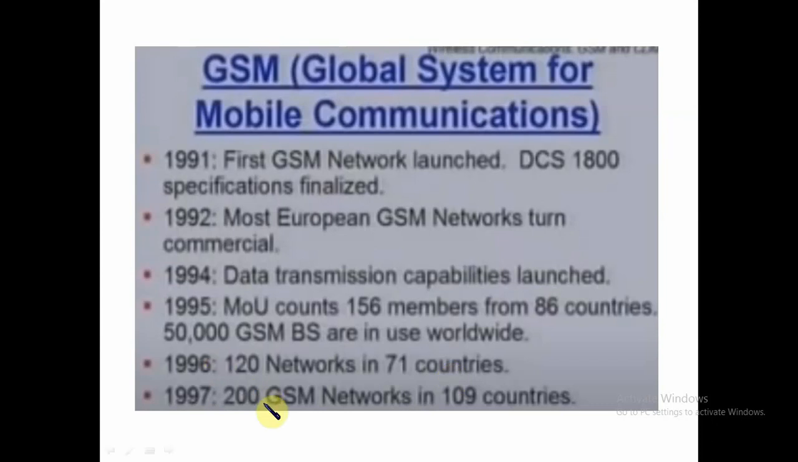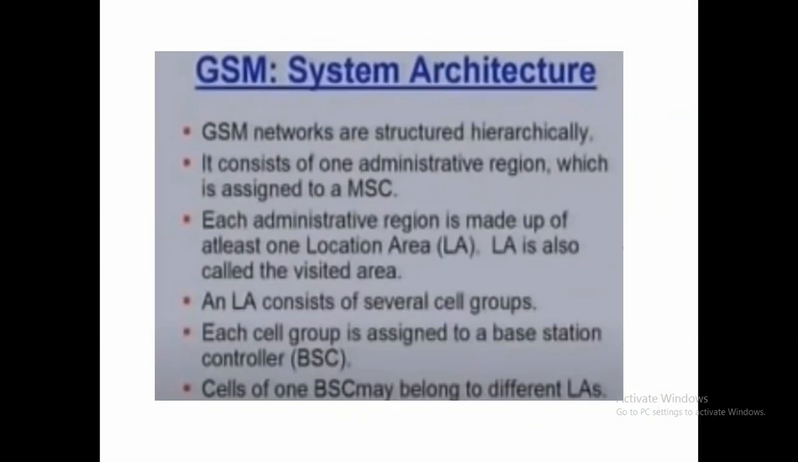In 1997, almost 200 GSM networks in 109 countries. And this is the exponential rise in the applications of GSM networks. Now we have 44 million subscribers, and that makes GSM successful.